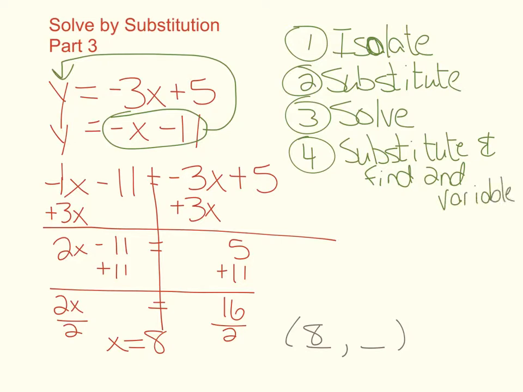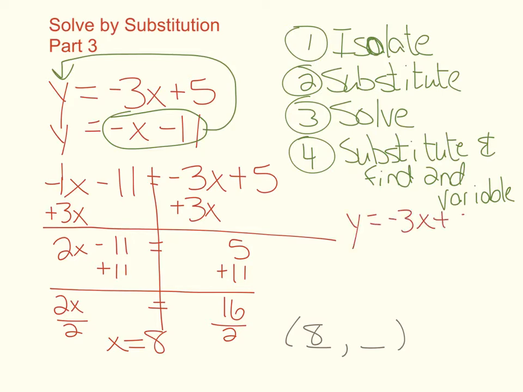So I get to choose. I'm going to look up here. Neither one of them is particularly pretty. I've got y equals negative 3x plus 5 and y equals negative x minus 11. I don't know. What do you think? Let's do the first one.